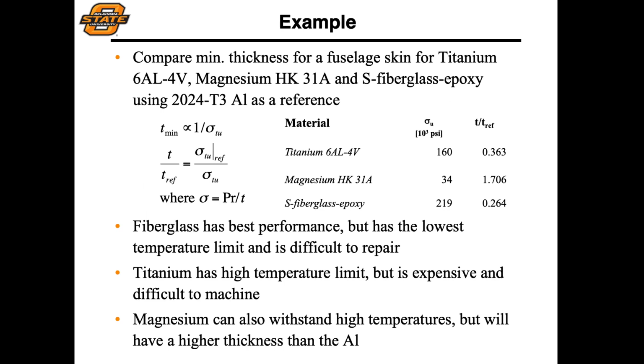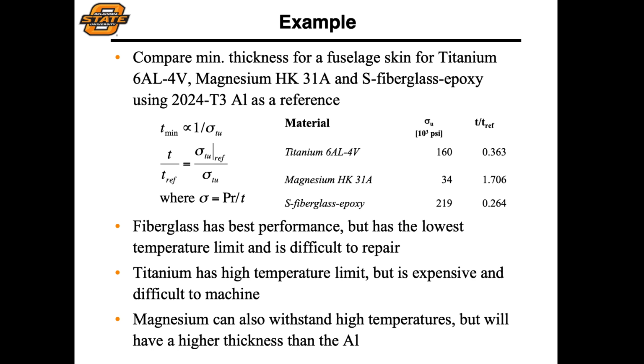So as an example, we can compare a minimum thickness for fuselage skin using titanium, magnesium, and fiberglass, and comparing it back to that 2024 aluminum as a reference material. In this case, each looking at the stress and then the required thickness of that material to meet those same pressure vessel requirements, and compare both at overall stress as well as the resulting thickness.